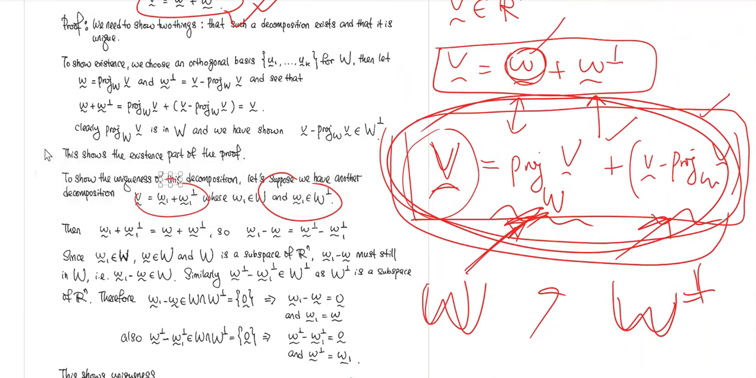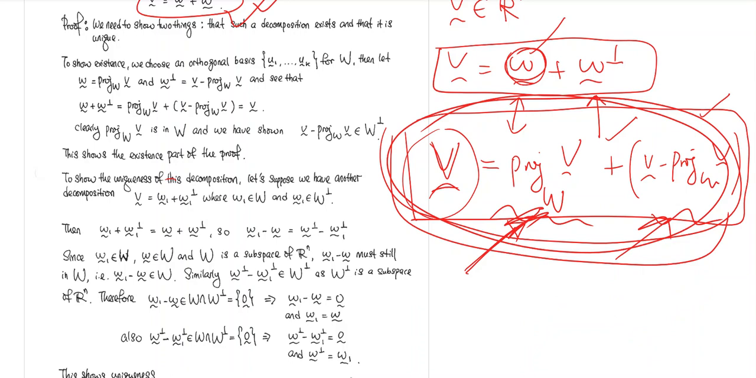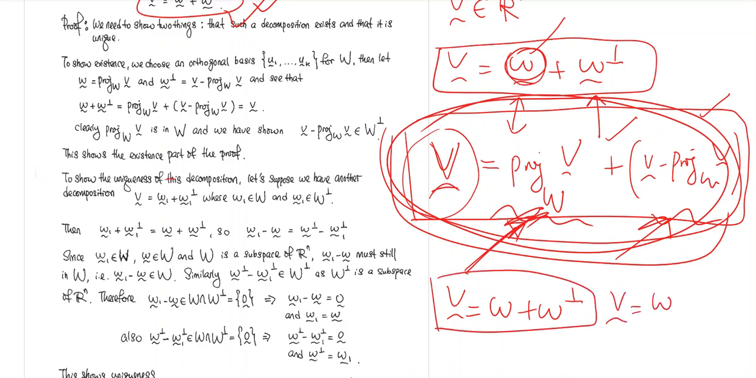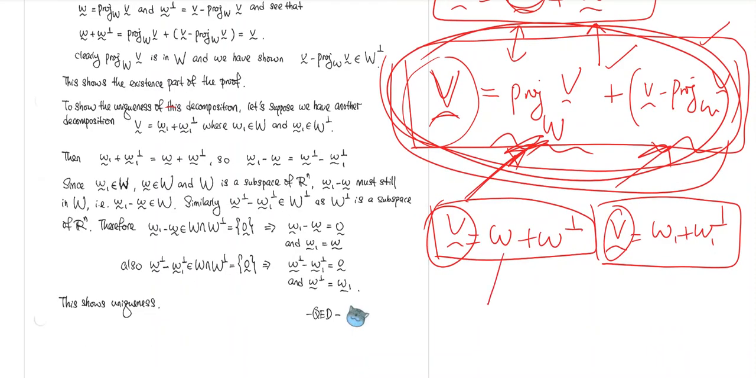Suppose you have two different ways of writing this V. One way is to write it as W plus W perp. This is one way of writing it. And let's say you have another way of writing it, which is W1 plus W1 perp. This is another way you can write the same V. So V is a sum of two vectors, one from W and one from W perp, and the other way has one in W and one also in W perp.